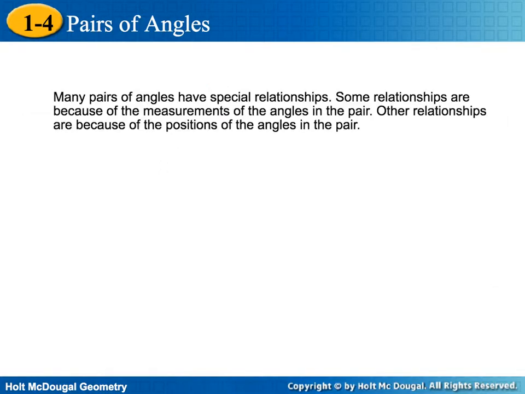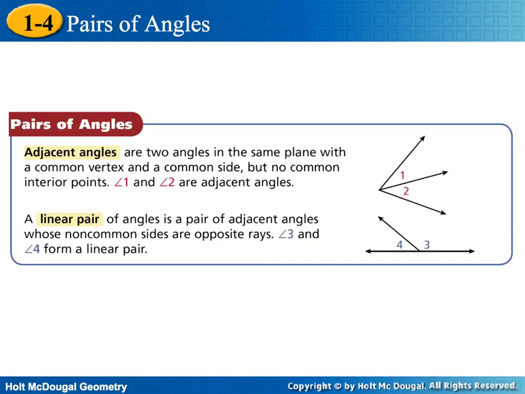So real quick, this you do not need to write down. Many pairs of angles have special relationships. Some relationships are because of the measurements of the angles in the pair. Other relationships are because of the position. So we're going to be looking at two instances based on the measurements of the angles and then based on the position of the angles. So the first one is adjacent angles and the second one is linear pair.